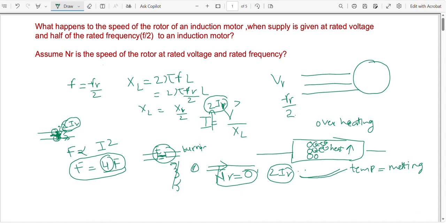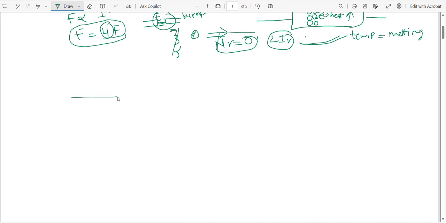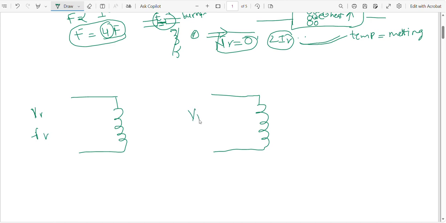So we can also explain this in another manner. We explained this by equation, the current is increasing. We can also go with another explanation. Say this is the winding of the stator. So this is the case where rated voltage and rated frequency are applied. Here is the rated voltage and the rated frequency by 2.